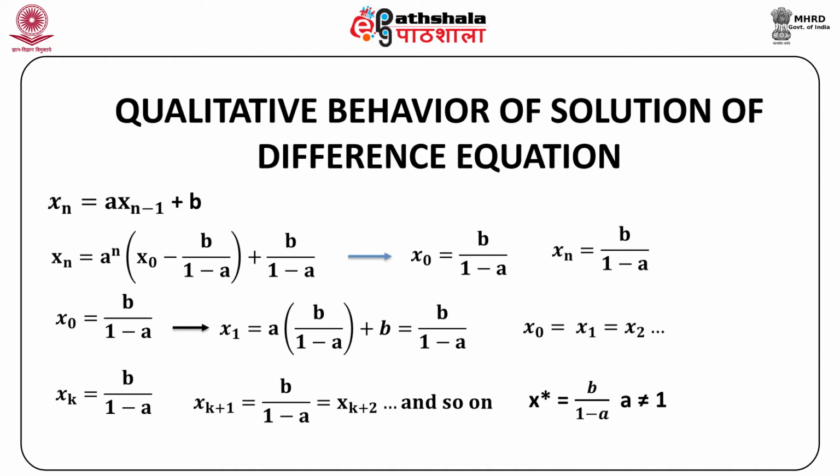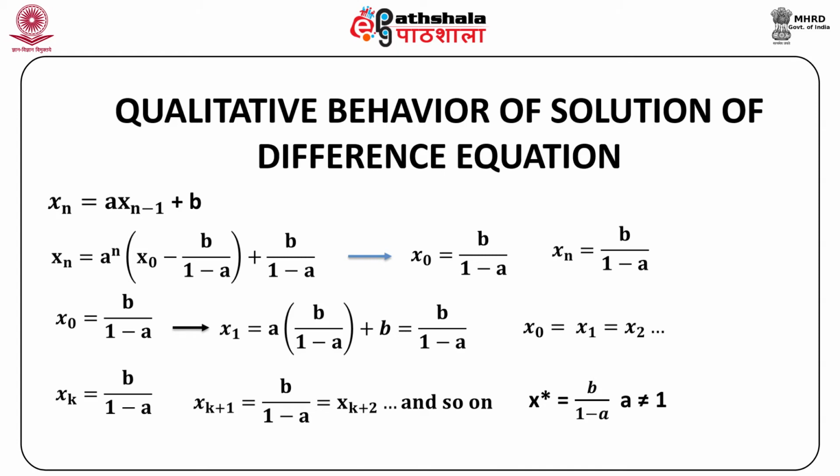Clearly here if x0 = b/(1 - a), then xn = b/(1 - a) for all n. Also, if x0 = b/(1 - a), then x1 = a (b/(1 - a)) + b, which is equal to b/(1 - a).